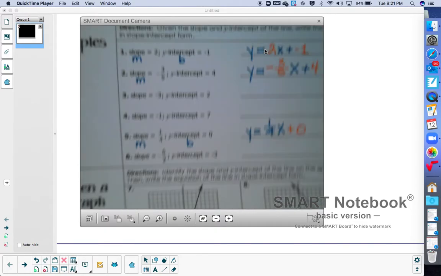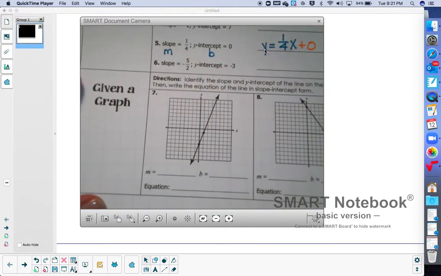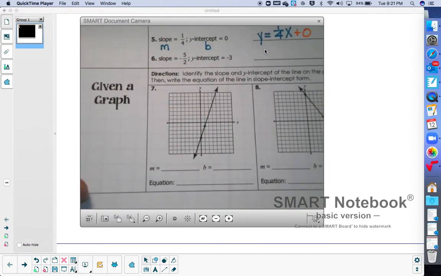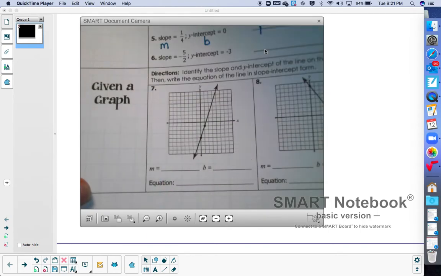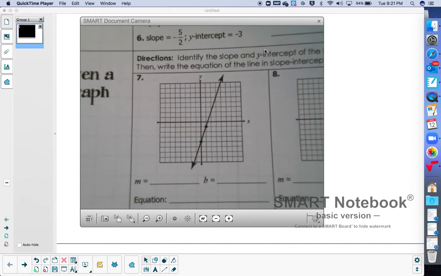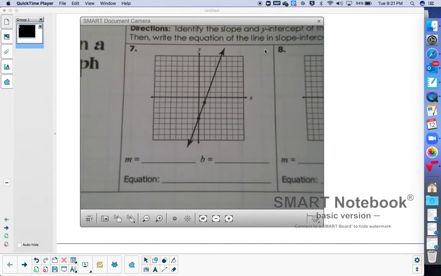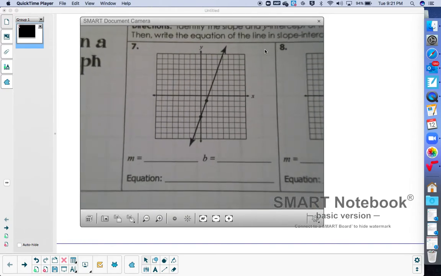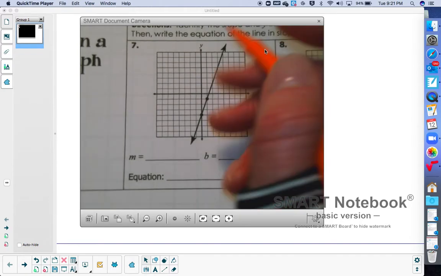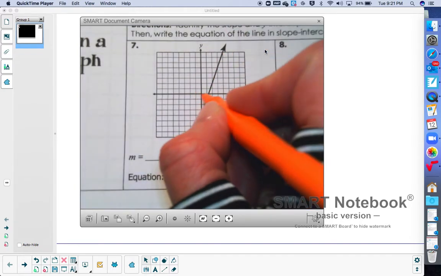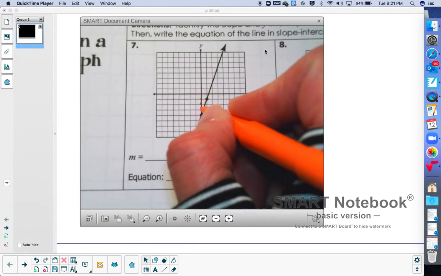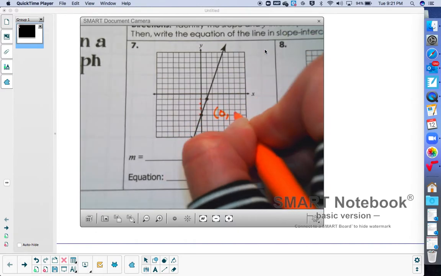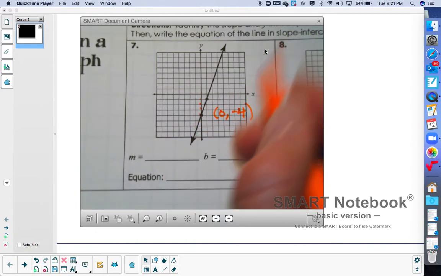I'm going to move down now to look at the graphs. So here with the graph, I need to identify the slope and I need to identify the y-intercept. Let me zoom in. The y-intercept is where the graph crosses the y-axis. So let's start there. The y-intercept is the ordered pair 0, -4.